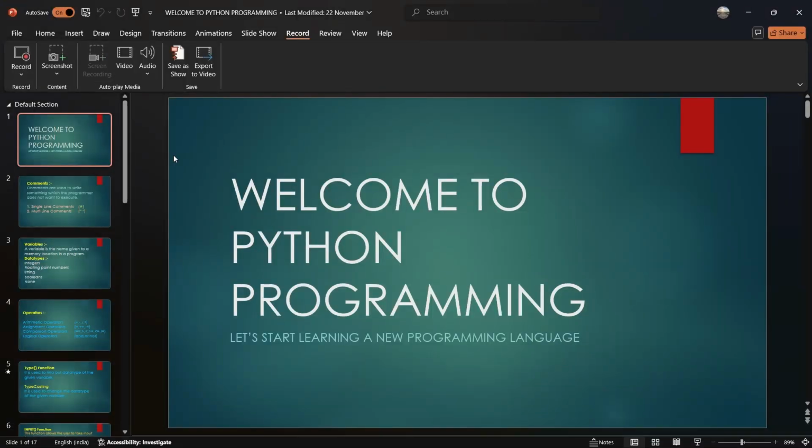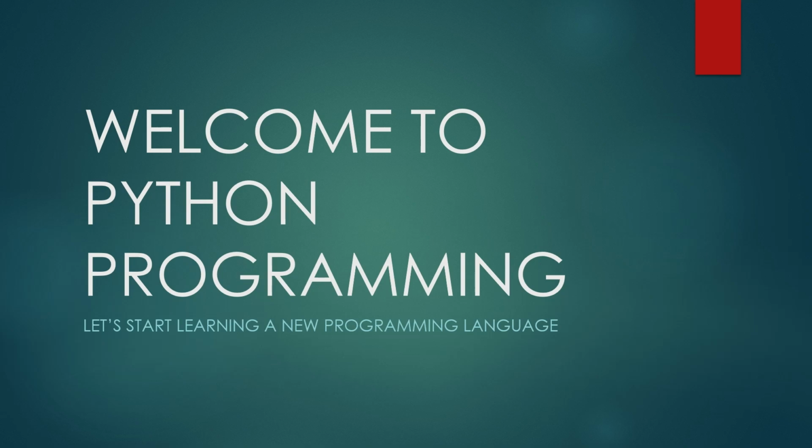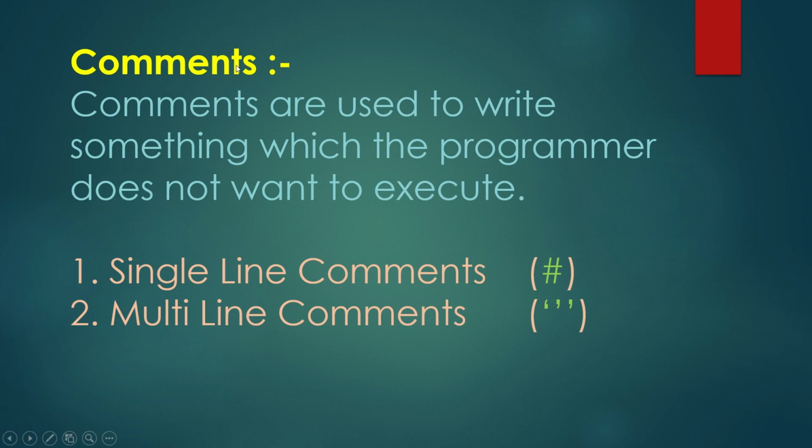What is Python? Basically, Python is a high-level programming language, and we are going to start this. The first one is comment. Comments are used to write something which the programmer does not want to execute.